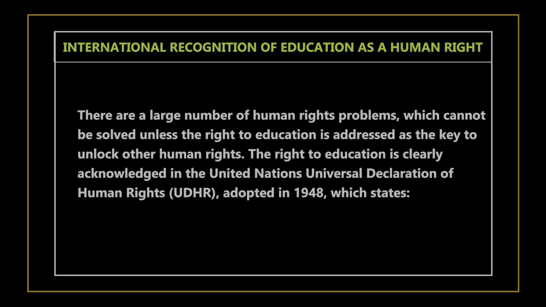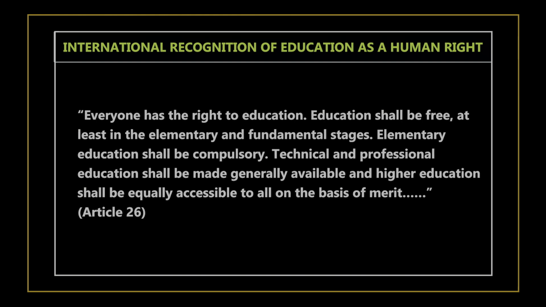International recognition of education as a human right. There are a large number of human rights problems which cannot be solved unless the right to education is addressed as the key to unlock other human rights. The right to education is clearly acknowledged in the United Nations Universal Declaration of Human Rights adopted in 1948, which states that every person has the right to education.